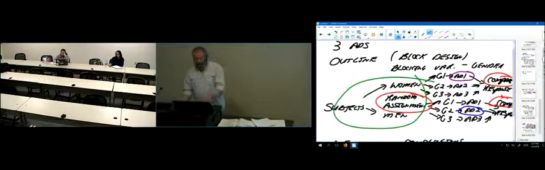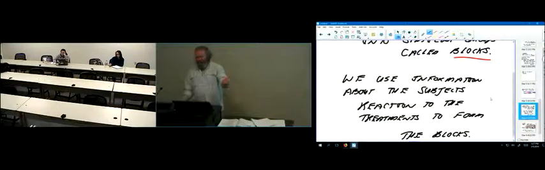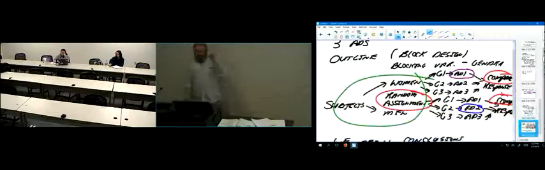Look, this is always better than anything else we can do because we had some information up front. This part right here, we use information about the subject's reaction to the treatments to form the block. We know something up front, we can do a better job. We can draw a conclusion about women, we can draw a conclusion about men.